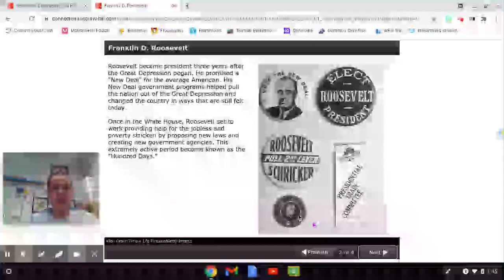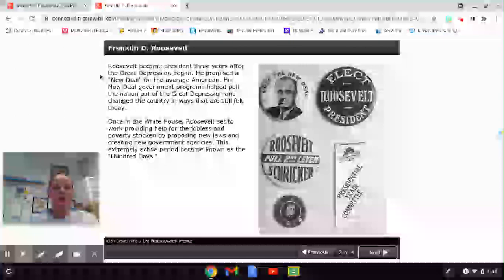Roosevelt became president 3 years after the Great Depression began. He promised a New Deal for the average American. His New Deal government programs helped pull the nation out of the Great Depression and change the country in ways that are still felt today. Once in the White House, Roosevelt set to work providing help for the jobless and poverty-stricken by proposing new laws and creating new government agencies. This extremely active period became known as the 100 Days.